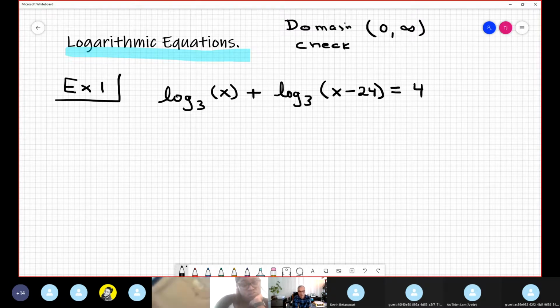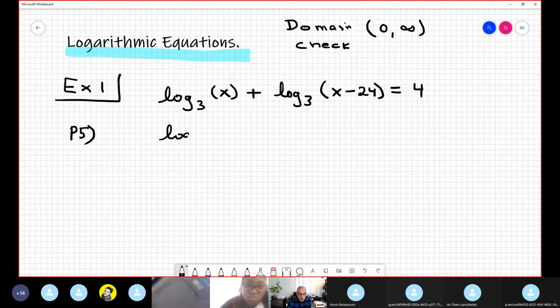Let me explain step by step. The first step is condensing the logarithms into only one logarithm. In this example, you have only 2, because you have 2, 3, 4, 5 logarithms. You condense it into only one, in this case using property number 5. Why? How do you know it's 5? Because it's plus. If it's minus, it's property number 6.